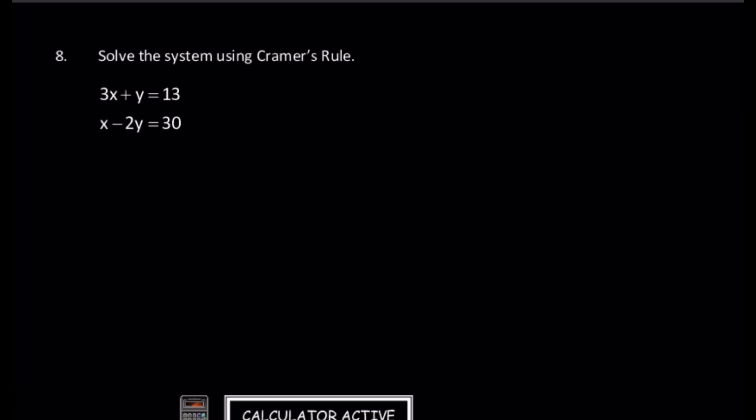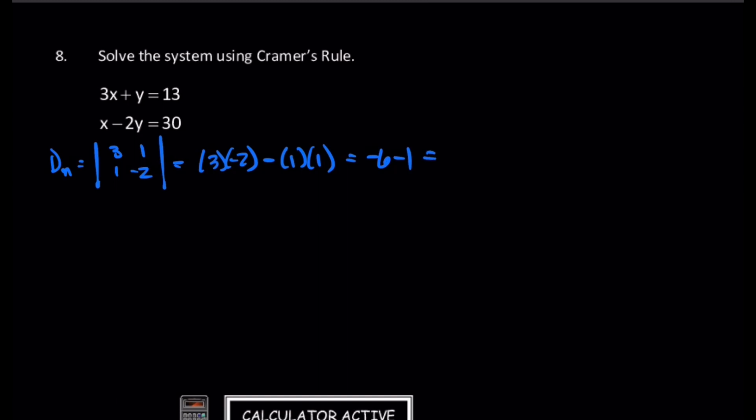Cramer's rule is very good. You have to do this with a 2-variable, and you're also going to have to do it with a 3-variable system. So Cramer's rule, basically, I want to find the determinant of the M matrix. The M matrix is the main or the coefficient matrix. So that's going to be 3, 1, 1, -2. And again, this is pretty easy. I'm going to show all the work. 3 times -2 minus 1 times 1. So that's -6 minus 1. I got -7.